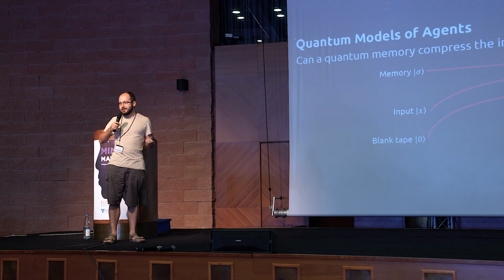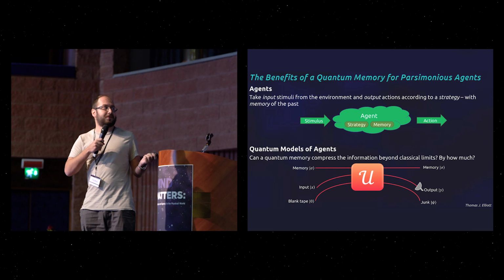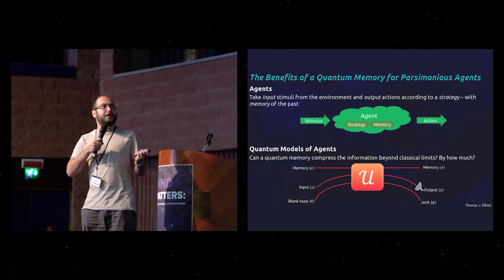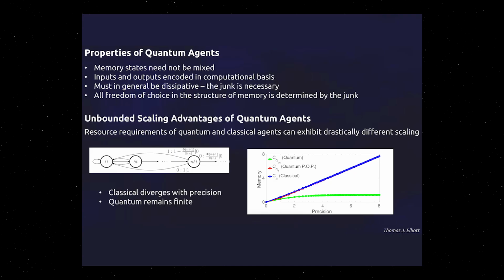And perhaps even more interestingly, this junk has to exist. In the case of passive processes, we know we can always do things unitarily. In passive processes there's no input, so you just have memory and blank tape, and out comes memory and output. But for input-dependent processes, we always must have this junk. Now, this junk contains no useful information. Given that we know the memory state that went in, the input, and the output, then this junk is fixed. It contains no information, and yet despite that, it still has to be there.